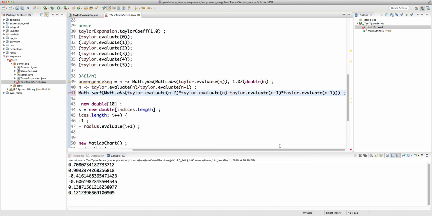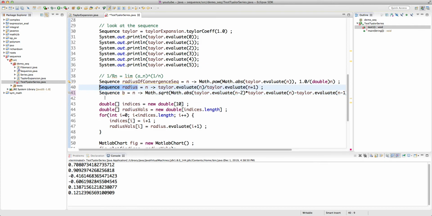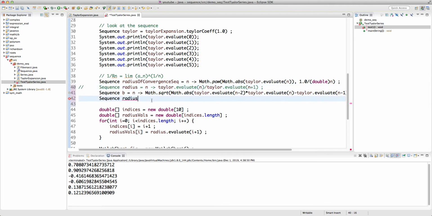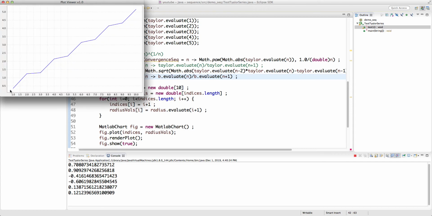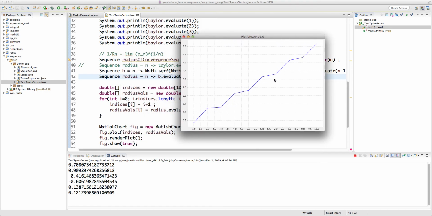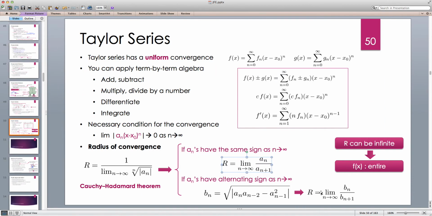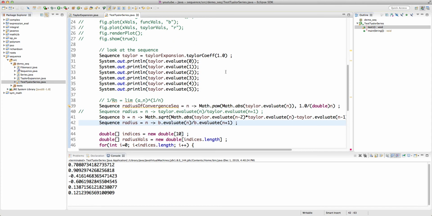So we end up with this sequence b, and then we try to calculate bn over bn plus 1. Let's say it's radius again. Let's comment this. n goes to b evaluate at n divided by b evaluate at n plus 1. And let's see what happens now. Okay, as we see, this is going to infinity, growing. That means the radius of convergence is basically infinity.